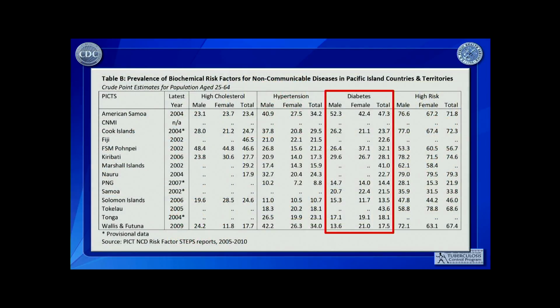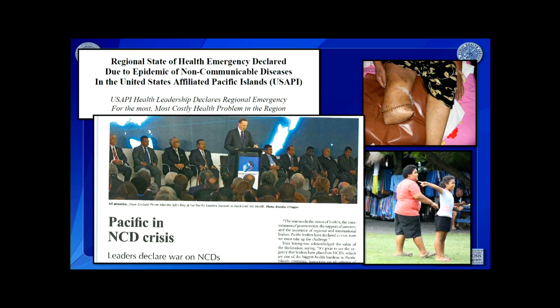Diabetes being one of the main ones, and you can see that from the STEP surveys done in the islands, that diabetes rates are as high or higher than anywhere else in the world. TB rates are also very high. The diabetes rates are so high that the leaders have actually declared war on diabetes.